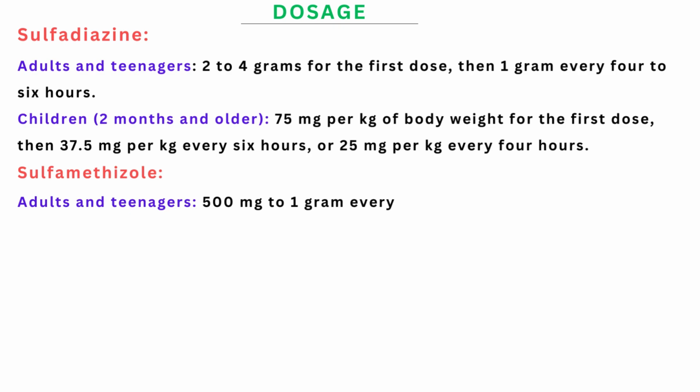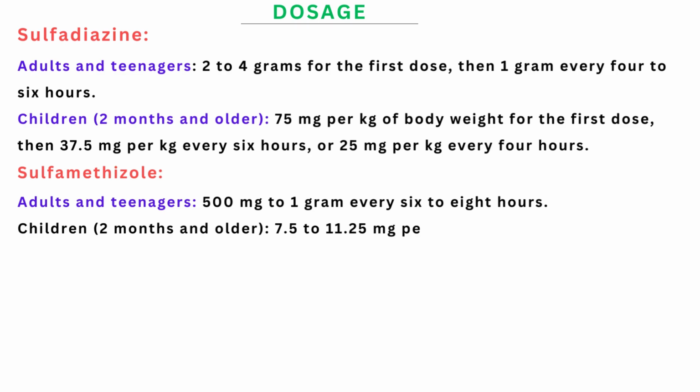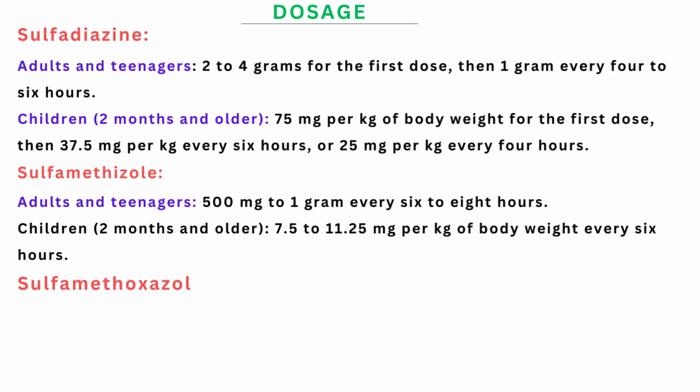Then sulfamethoxazole. In adults and teenagers, it is taken up to 500 mg to 1 gram every 6 to 8 hours. Whereas in children 2 months and older, 7.5 to 11.25 milligram per kg of body weight every 6 hours.